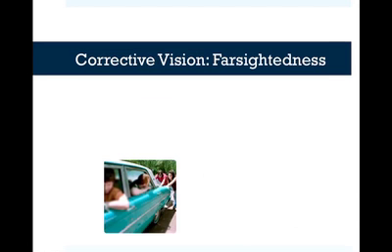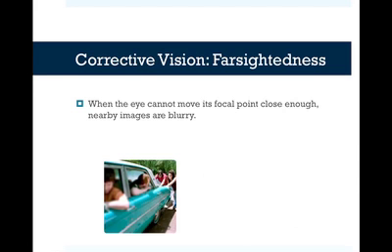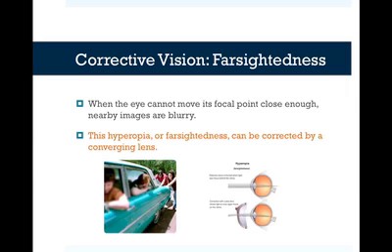Just a little bit about corrective vision, because this is probably something you thought of when I asked you to give examples of lenses. Well, glasses and contacts do really the same thing. When we're talking about corrective vision, one condition you could have is hyperopia, otherwise known as farsightedness, and you correct that with a converging lens.